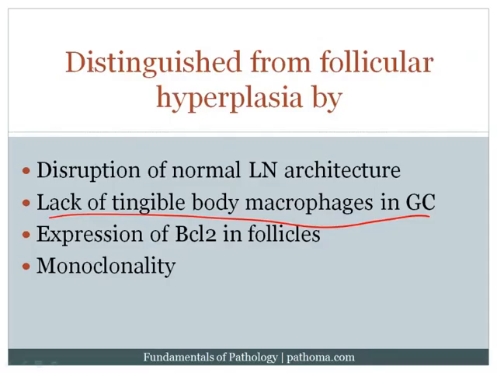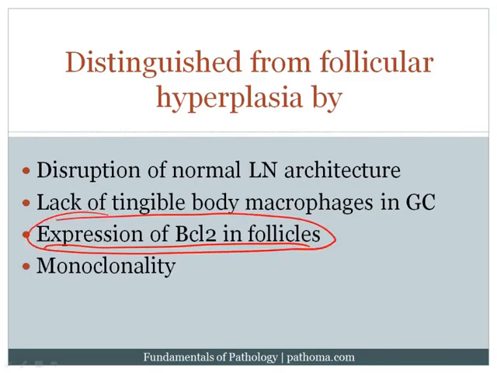A third important point concerning follicular lymphoma is the expression of BCL2 in the follicles. The vast majority of cells in the human body express BCL2, and that's because you don't want those cells to undergo apoptosis. However, in a normal follicle, in you and I, there would be no expression of BCL2 because you want to turn BCL2 off to allow for apoptosis. But if there is expression of BCL2, that would indicate that we're dealing with a follicular lymphoma.